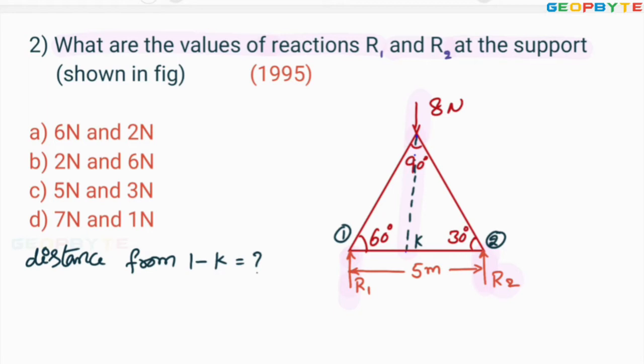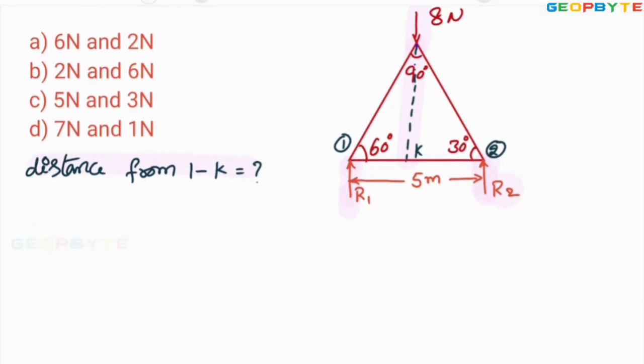Let us find the distance from 1 to K first. For that, let us assume the distance from 1 to K is x. Then the distance from 2 to K is 5 minus x.